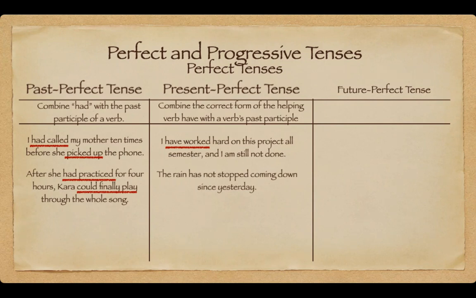Now, even though this sentence is written in the negative, it works the same way as the other example. This sentence states that it began raining in the past and continues to rain into the present.